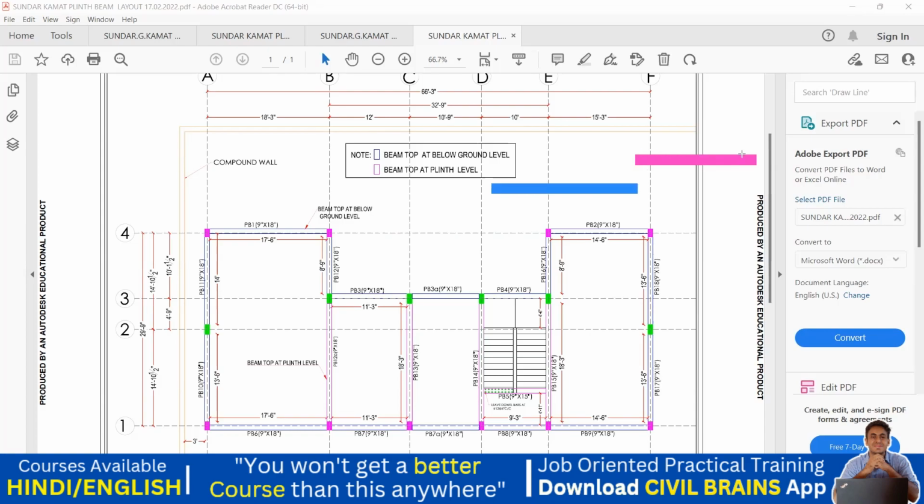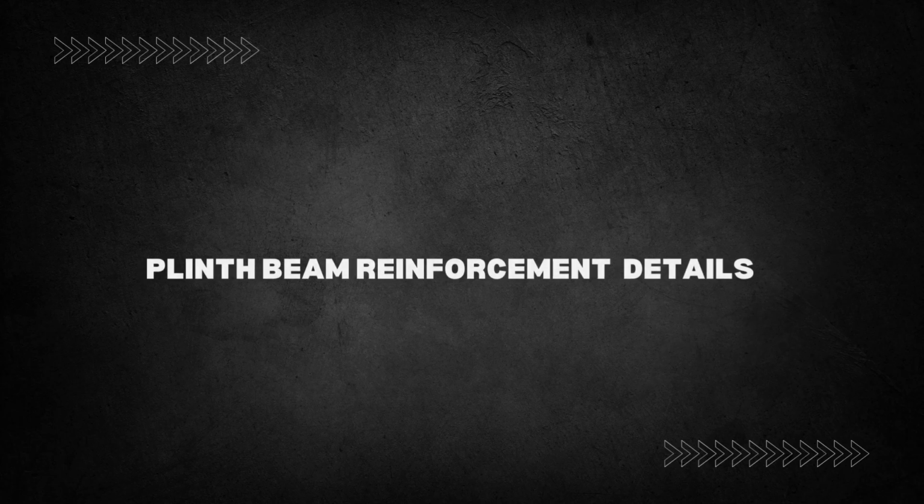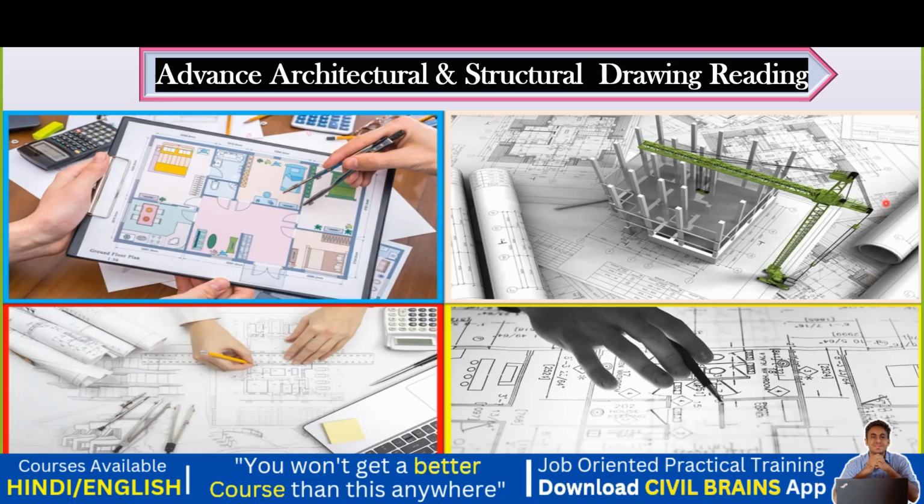So this is the top of your plinth beam, and this is the top of your plinth beam, whereas this is the top of your ground level. This beam will come at the top of your ground level. Anyhow, in the next lecture I'll show how to understand the plinth beam reinforcement details, and this is a completely new thing which we have not seen in our earlier drawing.